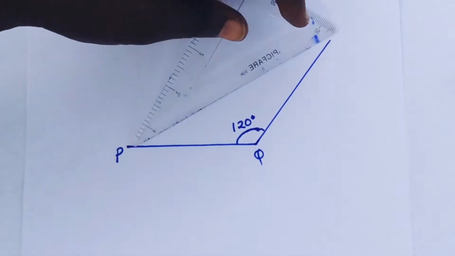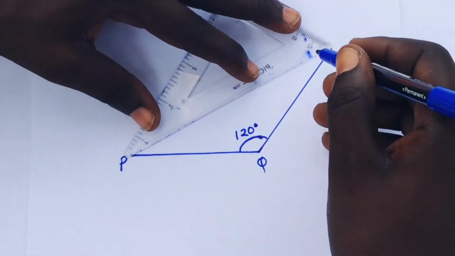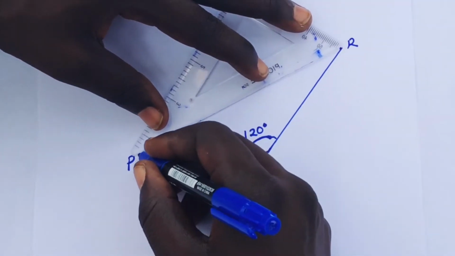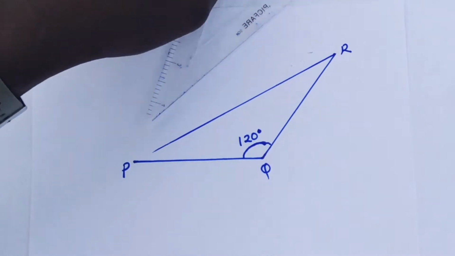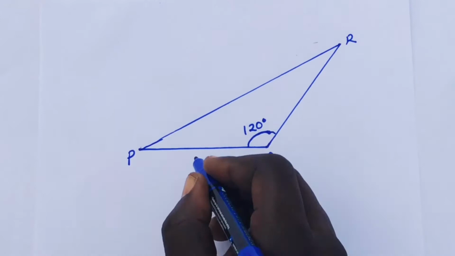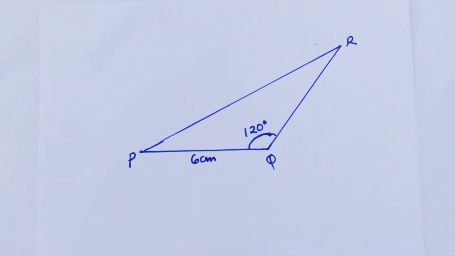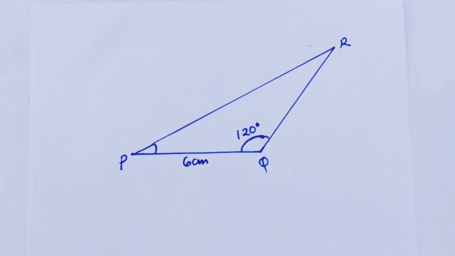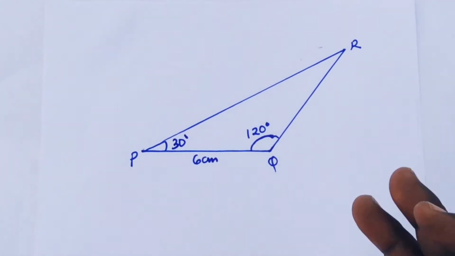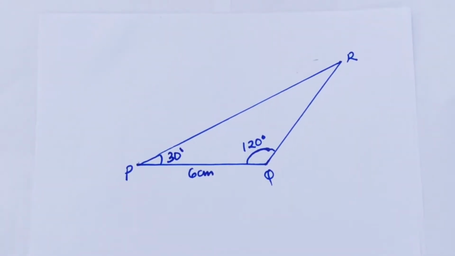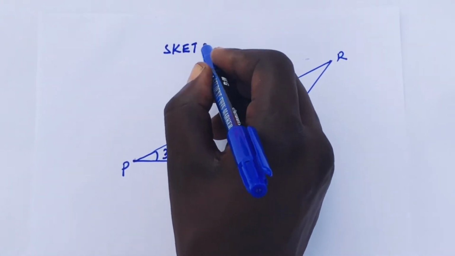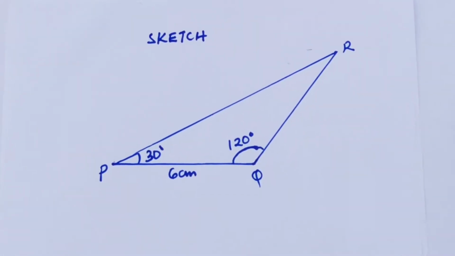That's about 120 degrees. Remember, this is a sketch. So automatically, R, of course, is here. Then we join this like that. The length given to us only is PQ, which happens to be 6 centimeters. The angle QPR is also 30 degrees. So when you make up 30 degrees and 120, we have a complete triangle. This is our sketch, and it will guide you in this particular drawing.